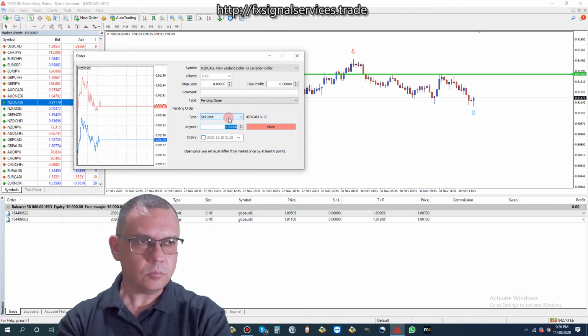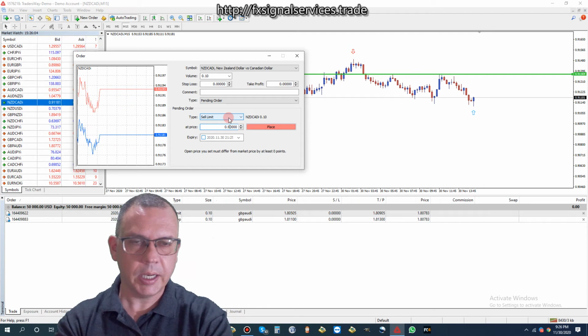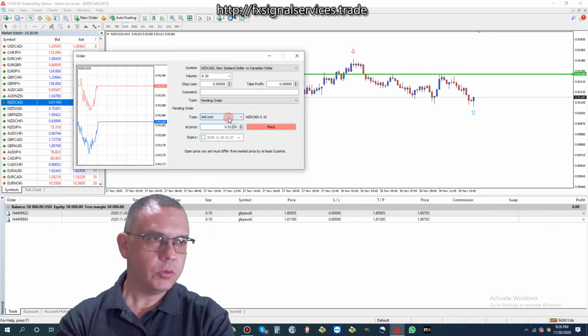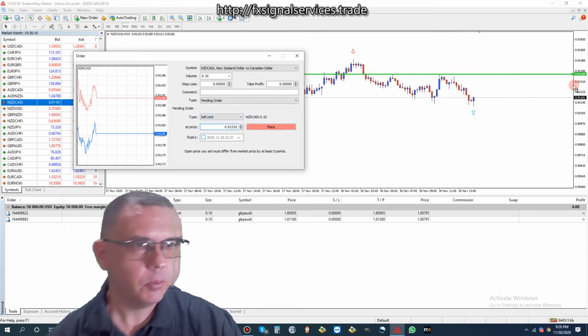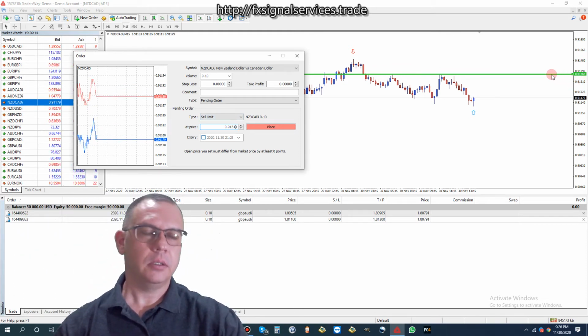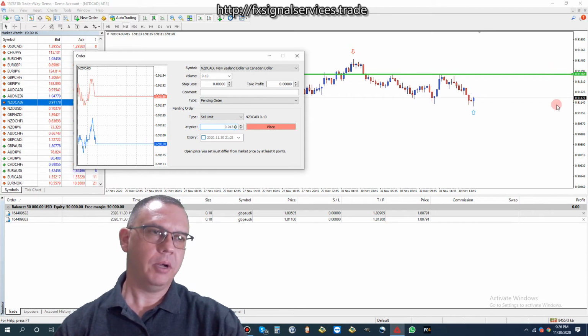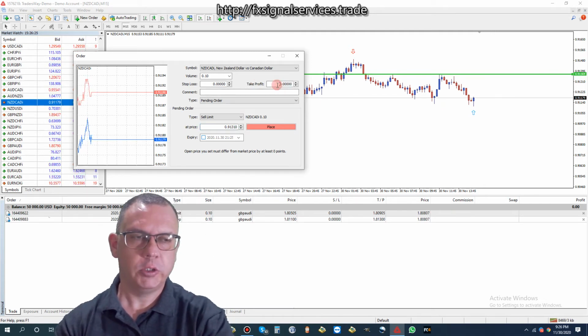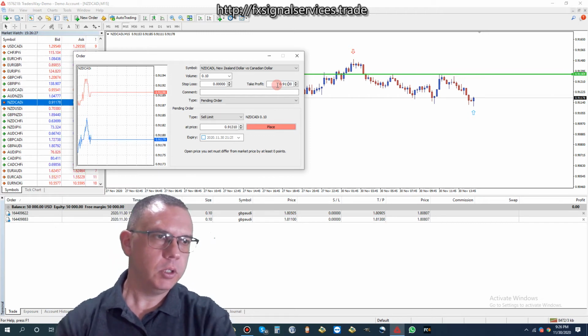So here I'm going to put 0.91310. Okay, only because I see that tick mark right there. My foot is itching, but I'm going to put a take profit down here by this blue arrow, just so I can get in and out quickly. 0.91100.